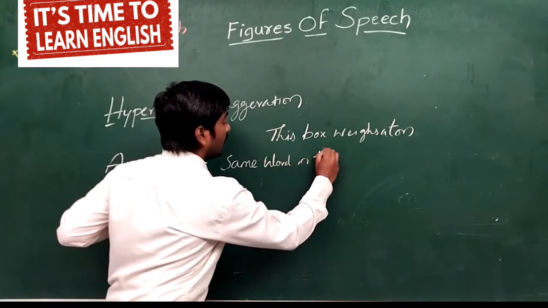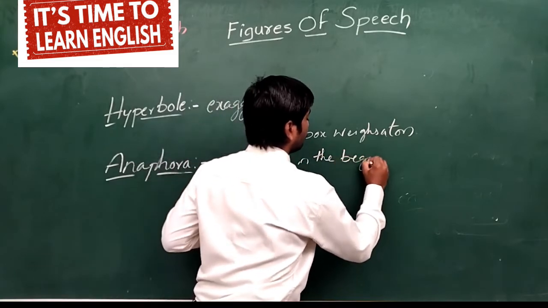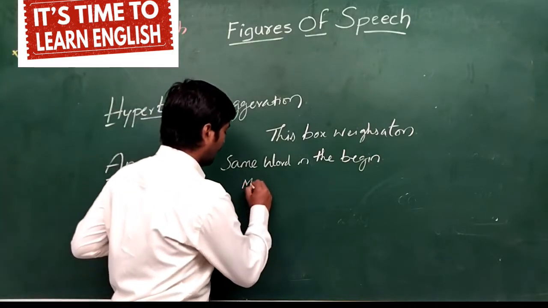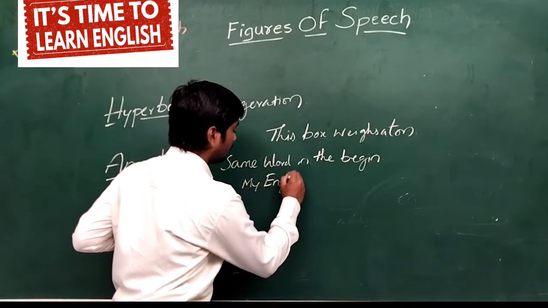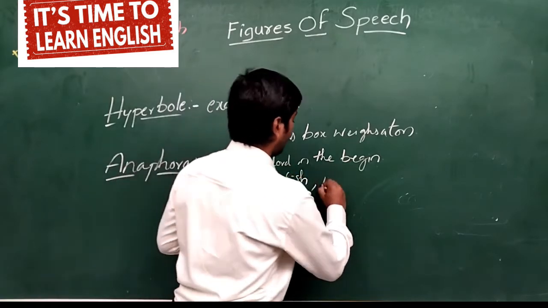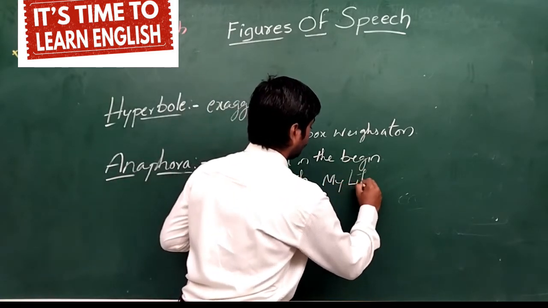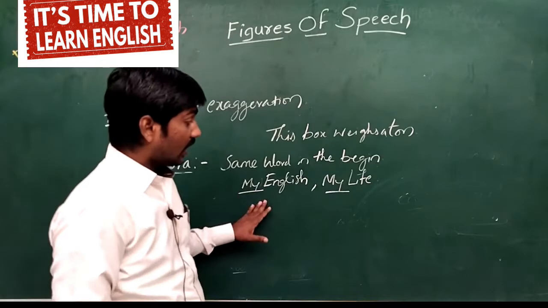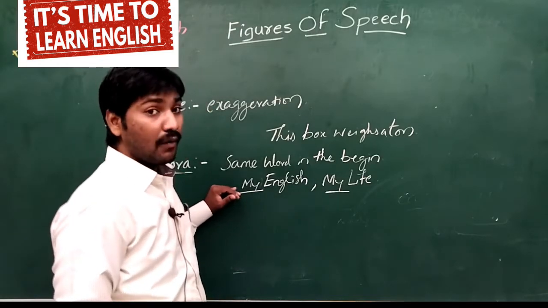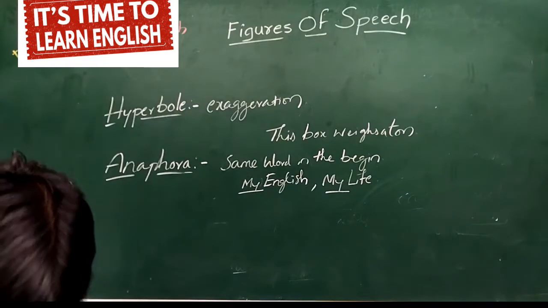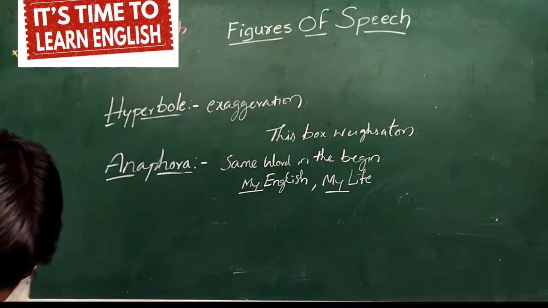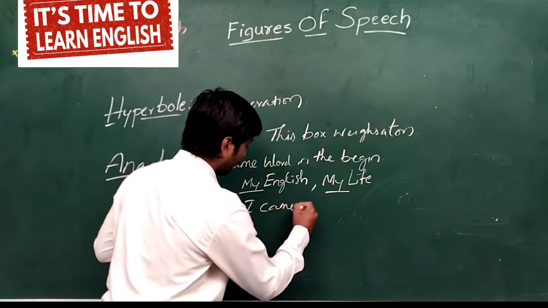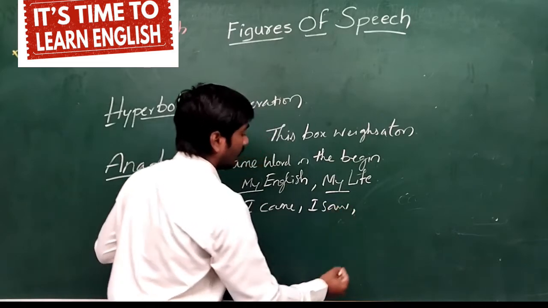Same word in the beginning. For example, I will write here: my English, my life. So here see the my and my, a beginning of a sentence with the same word. And let me write one more example from Julius Caesar's famous dialogues: I came, I saw, I conquered.